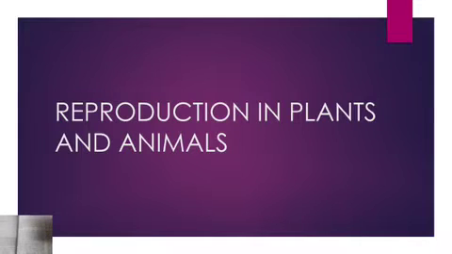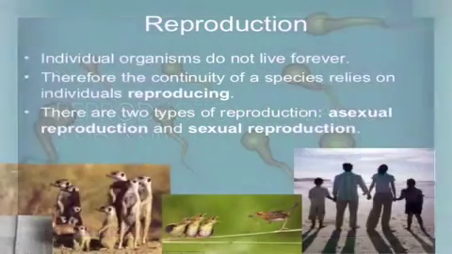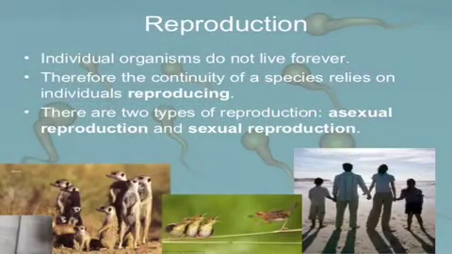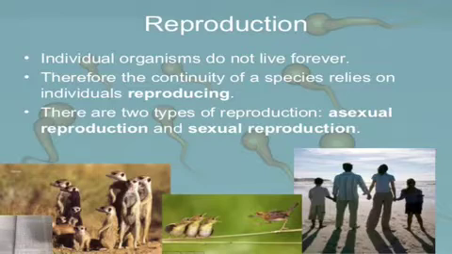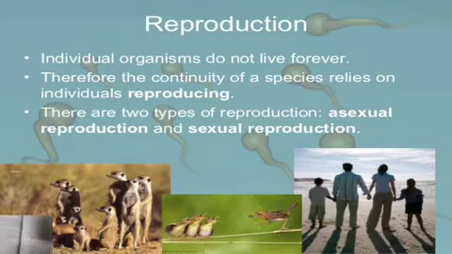So, we'll start our next chapter, chapter number 2, reproduction in plants and animals. First of all, what is reproduction? Students, as you know, all living organisms reproduce, that means give birth to individuals of their own kind. So this is called reproduction. Individual organisms do not live forever, therefore the continuity of species relies on the individual reproducing.